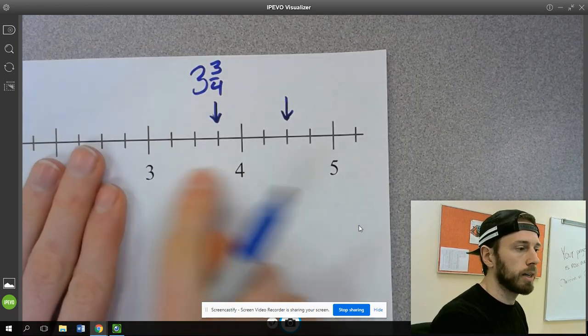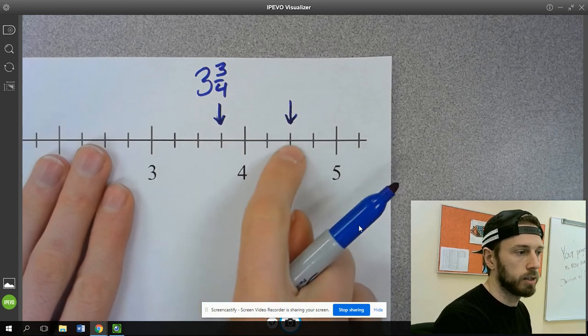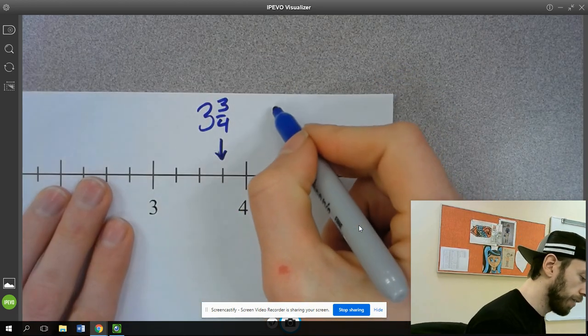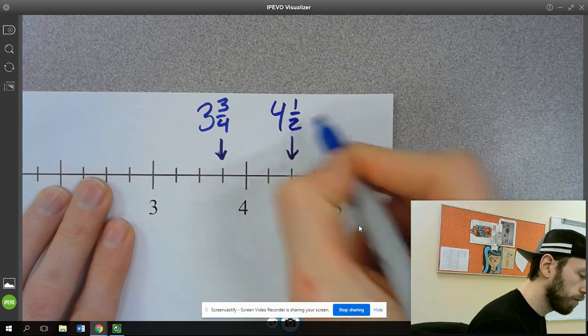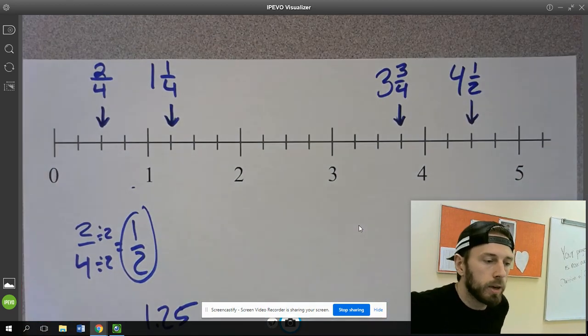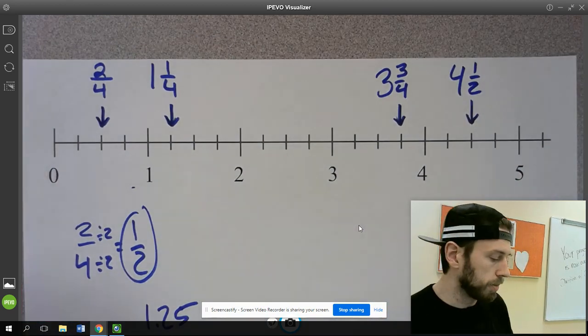And then again, our last one here, 4 and this one is 1, 2 spots away. So again, this is another half. So 4 and 2 fourths, or 4 and a half, right? So that will be how we determine what spots are on a number line. And that's going to be your job today.